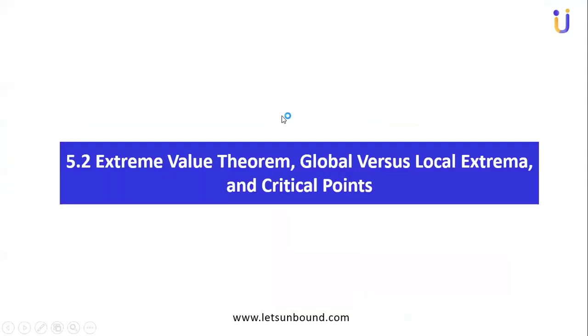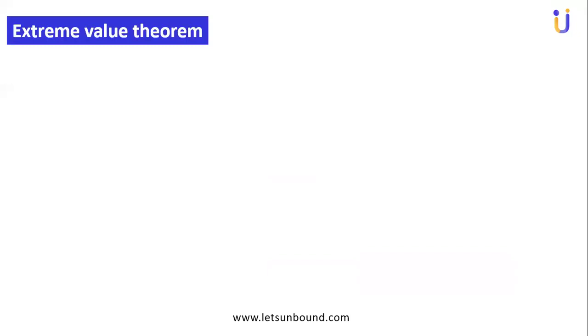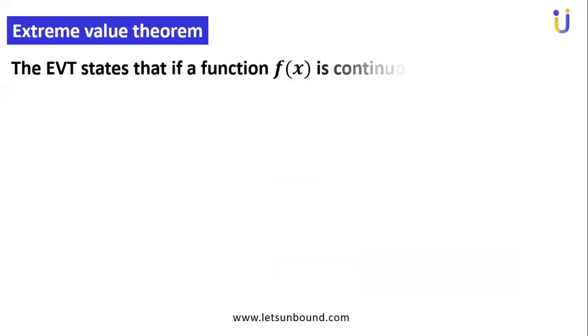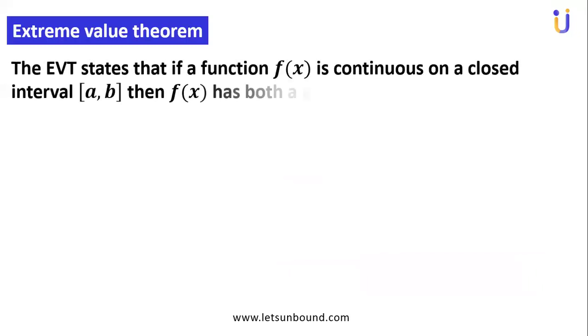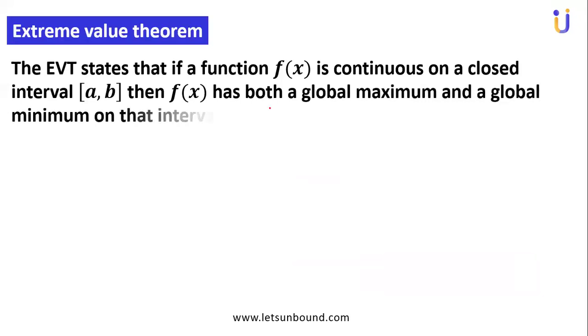Now, 5.2, the Extreme Value Theorem. We will also explore global versus local extrema and critical points. So let's see what the Extreme Value Theorem is. The EVT states that if a function is continuous on a closed interval, then f of x has both a global maximum and a global minimum on that interval.